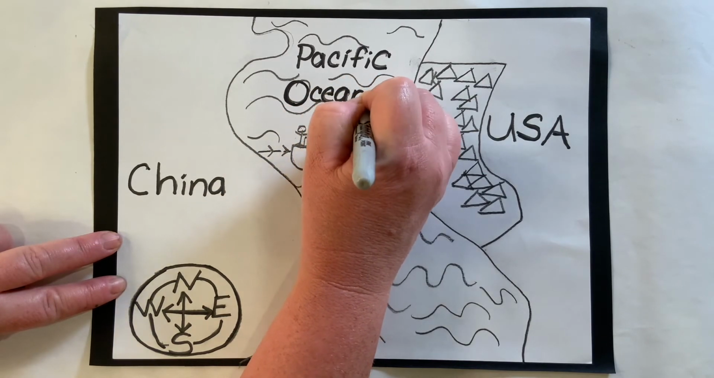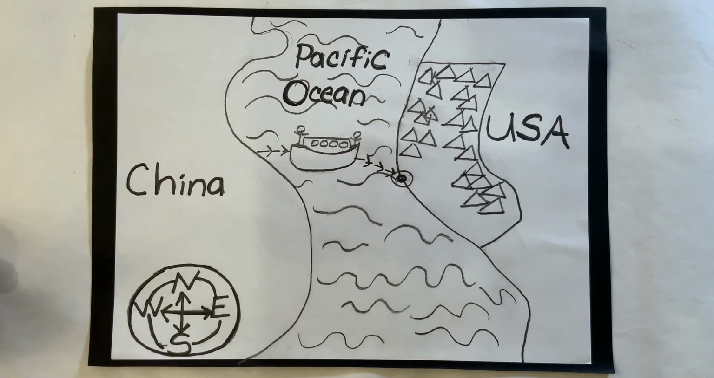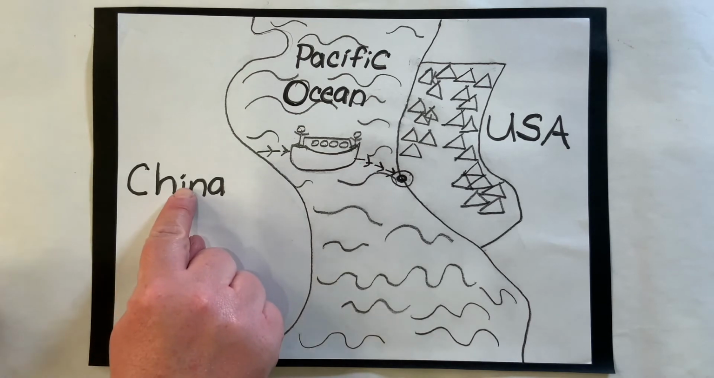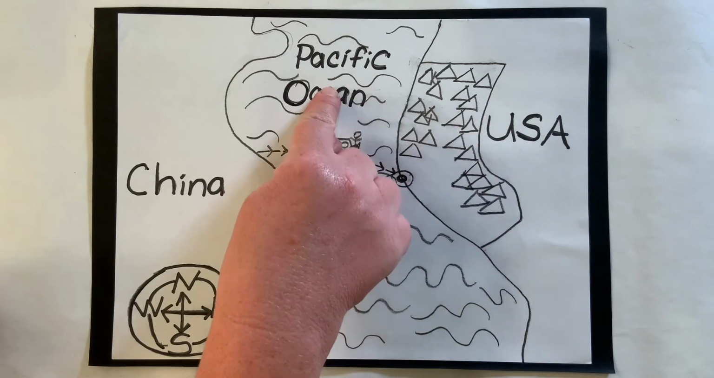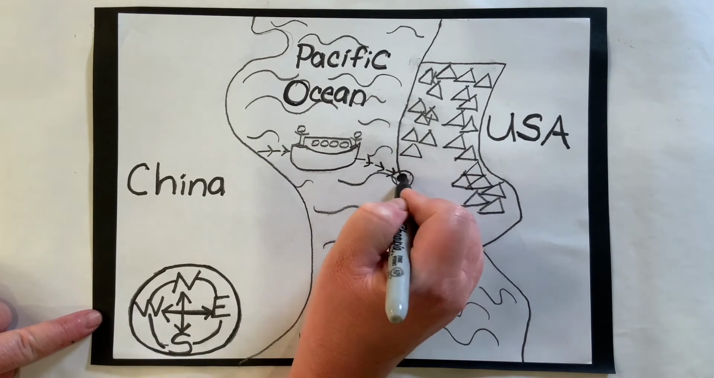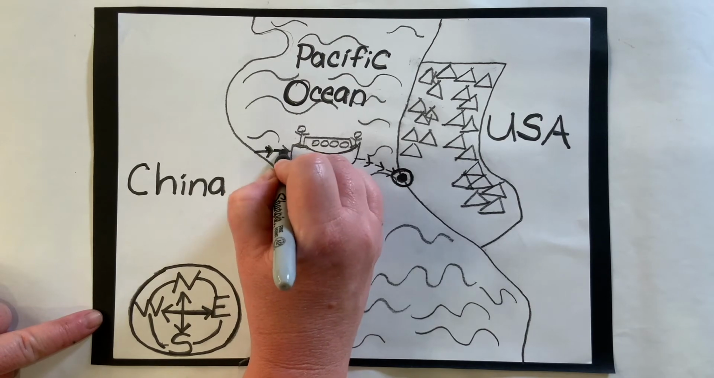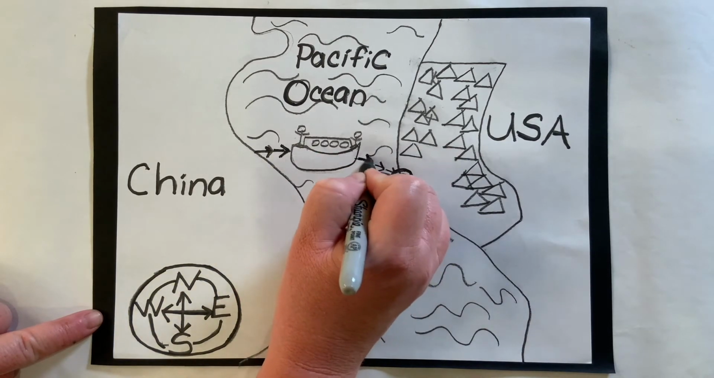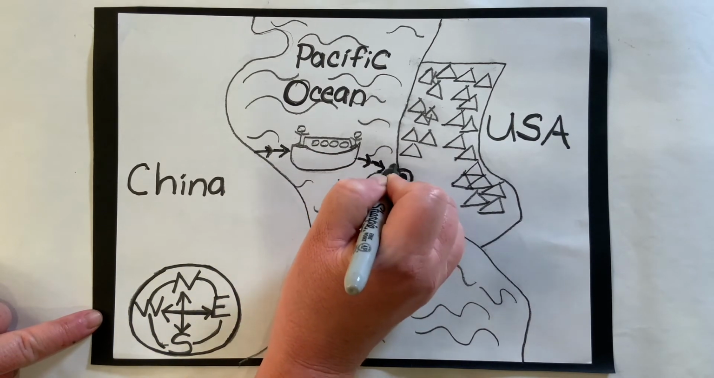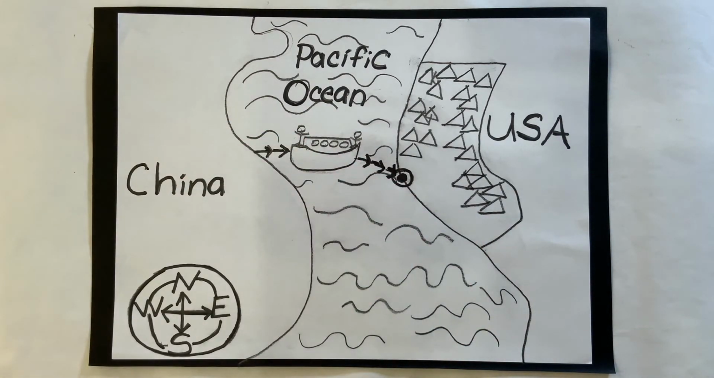Now, I don't have that many ranges of markers, so that's why I'm using markers and crayons. So let's see. So far, we should have China, USA, Pacific Ocean, your compass. I'm going to put the dot for San Francisco and my arrows all in black. That way we could see Lin Wen and his father's journey from China to San Francisco.